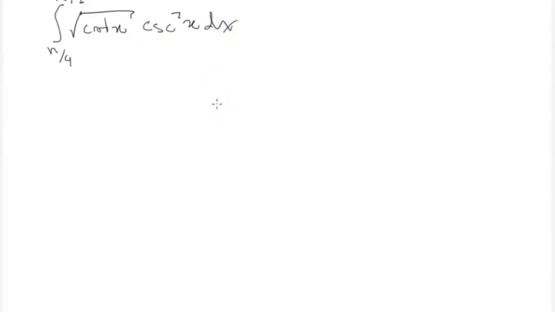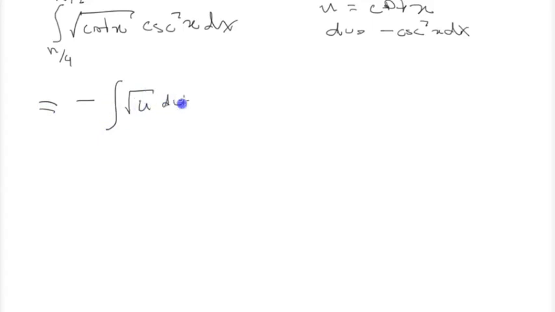Well, let's just begin trying to solve this in the same way we solved the previous problem. And we'll actually use the same u substitution. So let's just write it out here to remind ourselves. U is cotangent x, du is negative cosecant squared x dx. So we can write this out as negative root u du. However, what are the limits here?